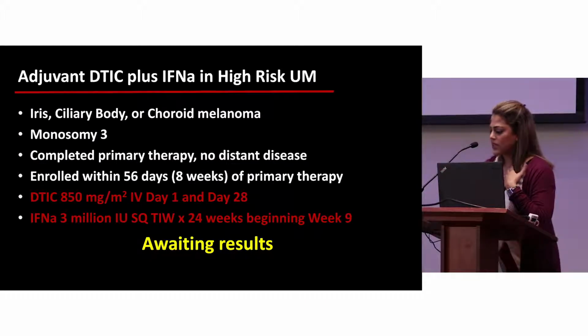And so the group at Cleveland Clinic said, well, there's some evidence if we add chemotherapy to a course of interferon, we may actually get better effect on circulating endothelial cells and melanoma cells. And so they ran a study several years ago looking at essentially the high-risk monosomy 3 population, and patients had to be enrolled within 8 weeks of their primary therapy. And they received a couple of doses of chemotherapy followed by interferon alpha, and they received that for 6 months beginning 2 months into therapy. This study has been completed, and we're just waiting results to hear how it did.